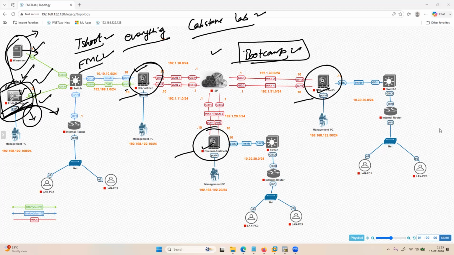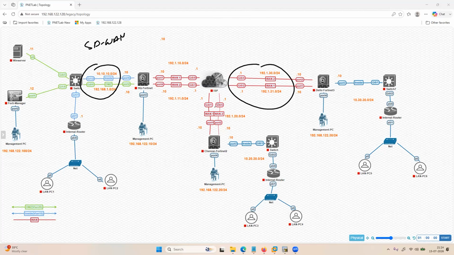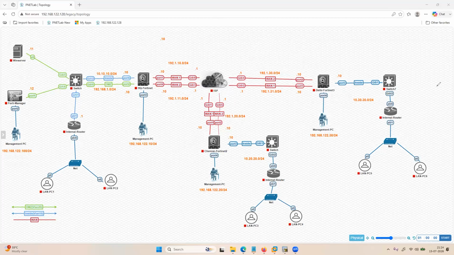Sir, does this lab have SD-WAN as well? FortiGate SD-WAN? Yes, SD-WAN is in this. SD-WAN we are going to do. That's why I have written WAN 1, WAN 2 here. This is the capstone lab, by the way, guys. It will happen at the very end of your class.